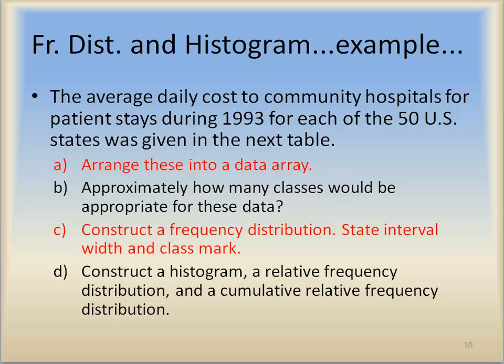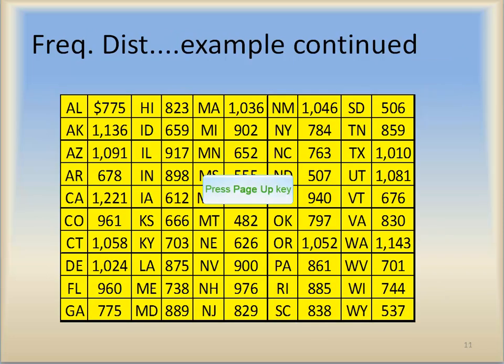B. Approximately how many classes would be appropriate for these data. C. Construct a frequency distribution, state interval width and class mark. And D. Construct a histogram, a relative frequency distribution, and a cumulative relative frequency distribution. Now, these are the data.